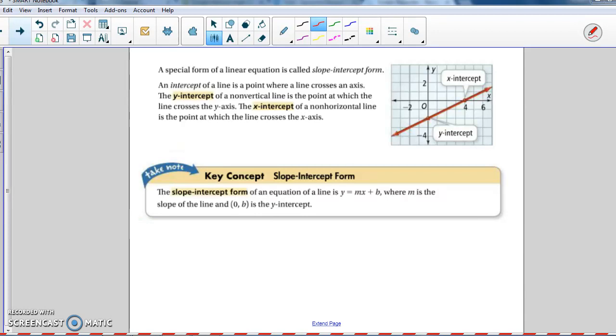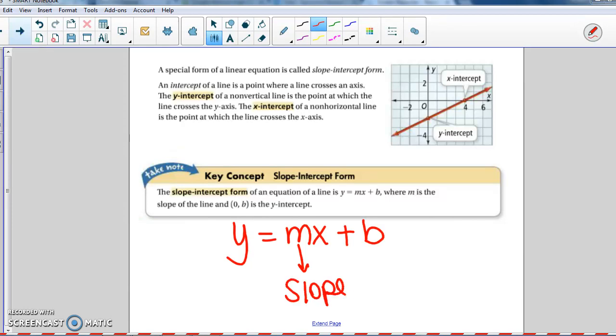Slope-intercept form of an equation is the wonderful equation y equals mx plus b. M is our slope, and b is our y-intercept, and we would write the y-intercept as the coordinates (0, b).